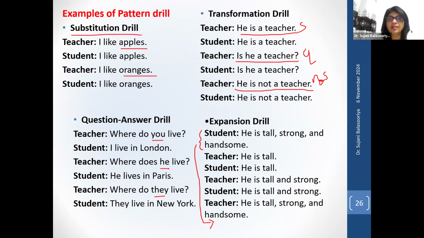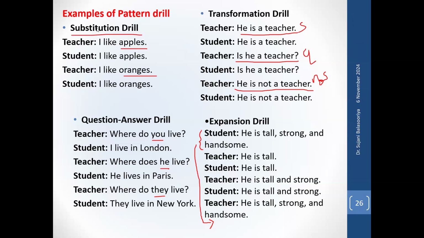So I think there are teachers among you. If you are using drilling to teach English to your students, which type of drilling is mostly used by the teachers? Which type? Substitution drill and question answer drill, madam.